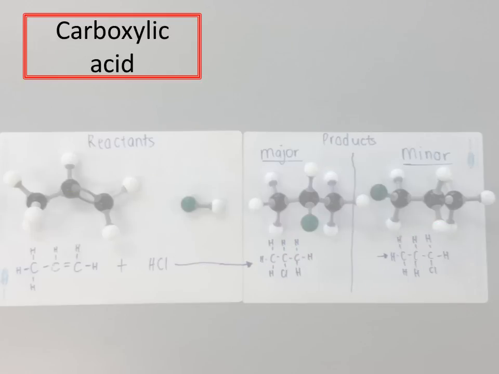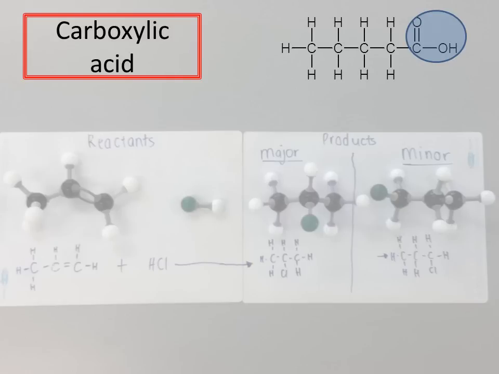Carboxylic acids are pretty easy to recognise. We've got this big chunky carbon double bond oxygen OH group at the end. Sometimes it's just written COOH or CO2H. They're really easy to name. You don't need to put the numbers in either. You just have to say how many carbons are on the chain. So in this case it's pentanoic acid.